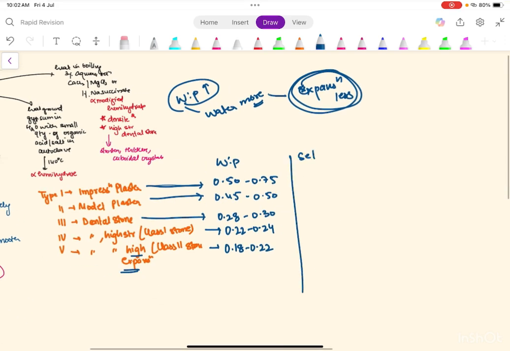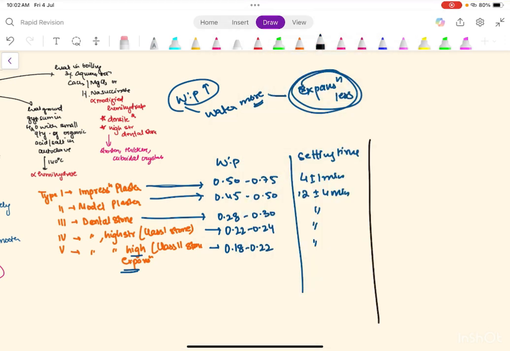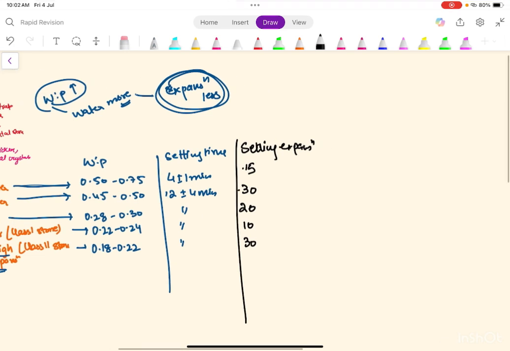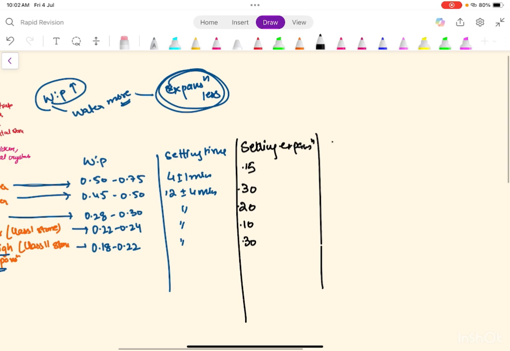Then I'll tell you about the setting time. In this it is 4 plus or minus 1 minute, this is 12 plus or minus 4 minutes, and the rest are the same. Then we'll talk about setting expansion. This is also easy to remember: 15, 30, then 20, 10 and 30 again. Basically they are decimals. Then we'll talk about compressive strength: 4, 9, 20.7, 34.5, 48.3. So this is what you need to know.